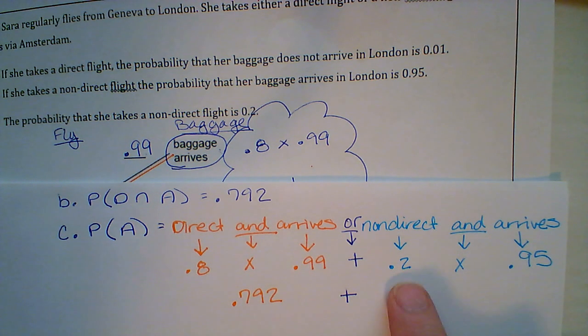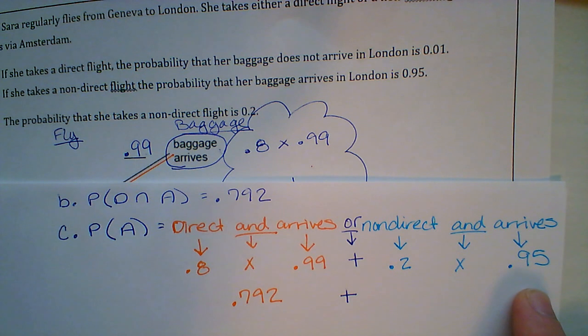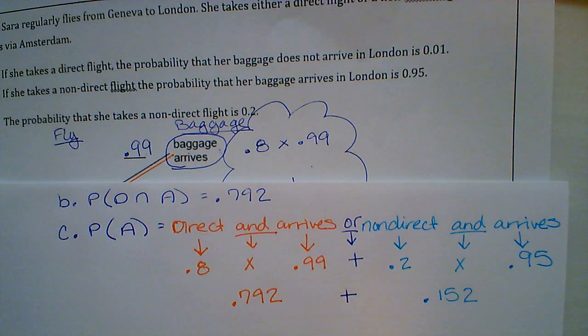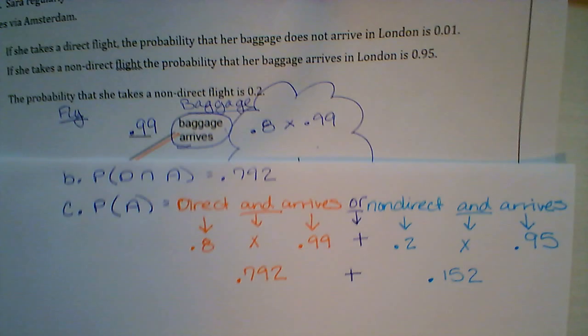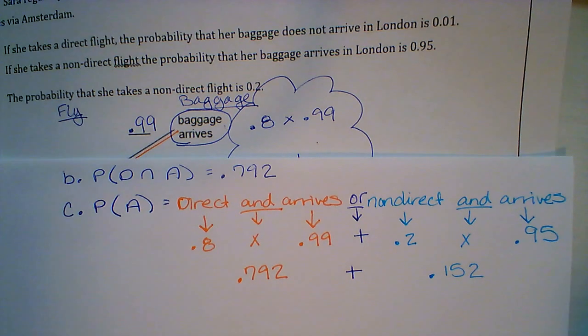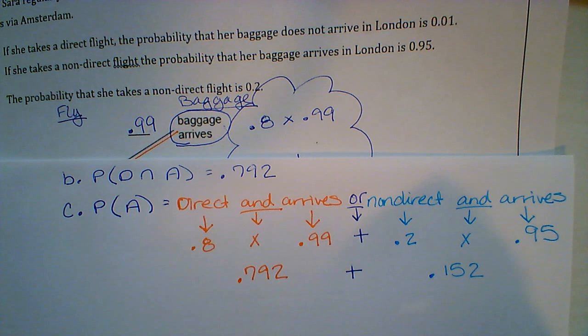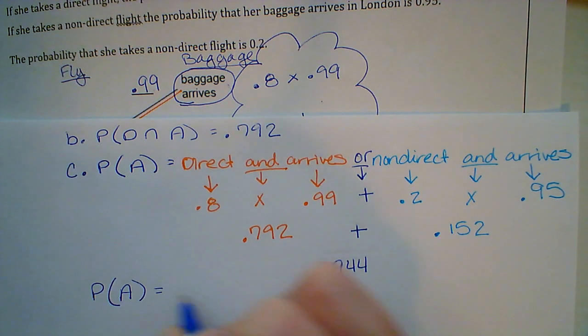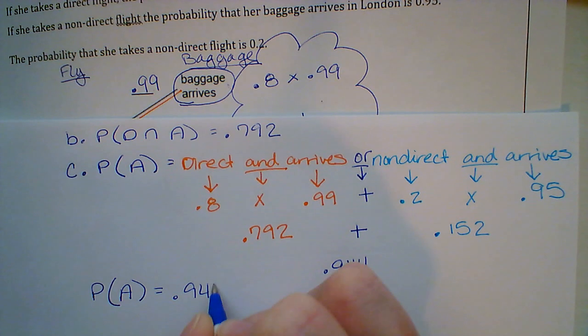Or, and then if you go 0.2 times 0.95, I got that to be 0.152. Double check me on that. If I made a mistake, please correct that on your own paper, but that's what I got. And so now I'm going to add both of those things together. And I'm going to end up with 0.944. So the probability that Sarah's luggage is going to arrive is 0.944.